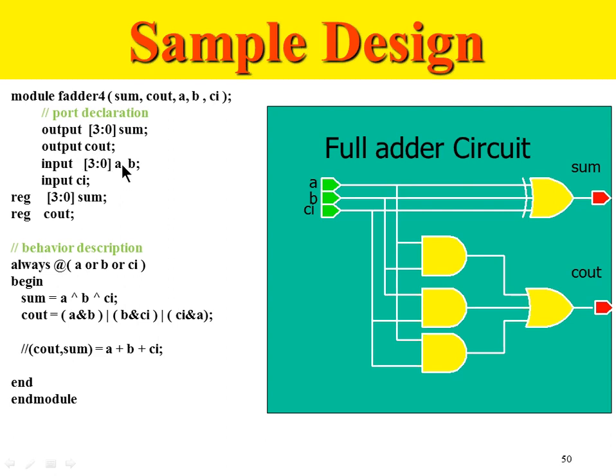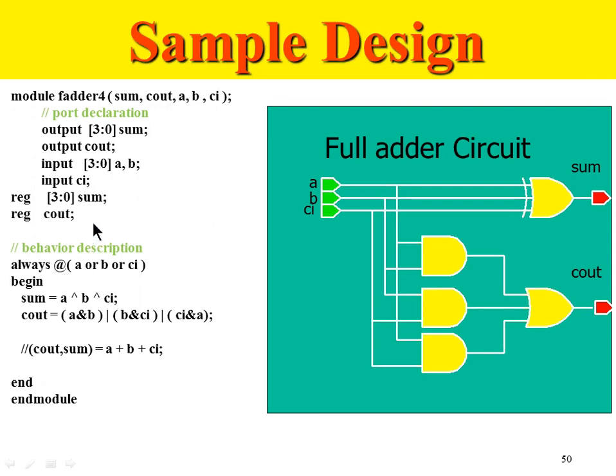A and B, each of them is the input port, 4 bits. Ci is the input port, single bit. There is a reg called sum, which is the same name as the output, 4 bits. There is a reg called cout, which is the same name as output port cout. Why? Because this sum and cout outputs will be assigned inside the always block.